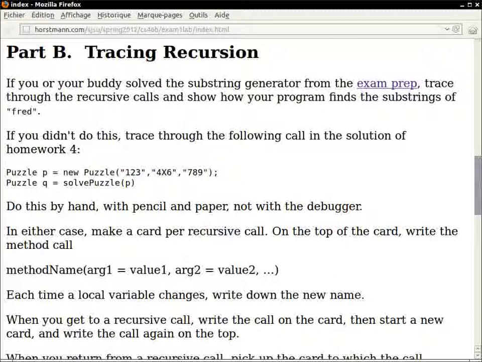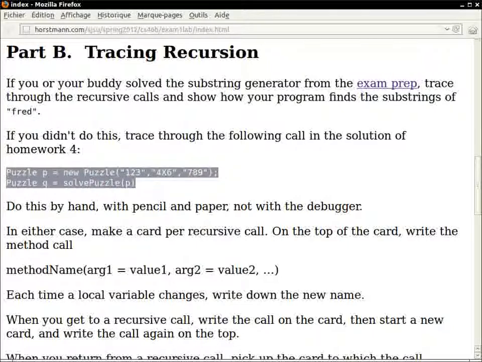So first of all, if you did the exam prep, which I think in hindsight seems like a good idea, and if you did the substring generator from the exam prep, pick your own substring generator, the one that you or your buddy programmed, and run through a recursive call that finds the substrings of Fred, do the index cards business, and run that. If you didn't do this, you could discuss with your buddy whether you now regret that decision, then trace through the solution of homework 4, just like on that last question of the exam prep. Do it by hand with pencil and paper.